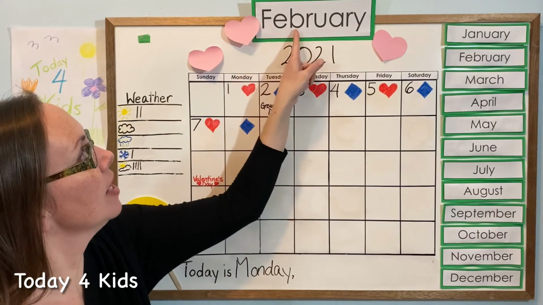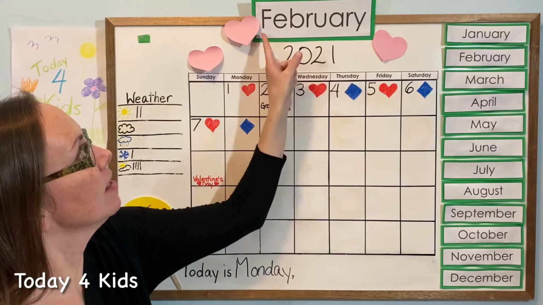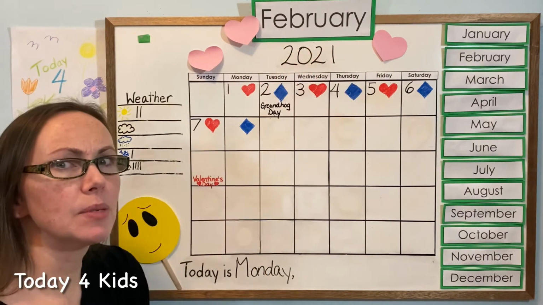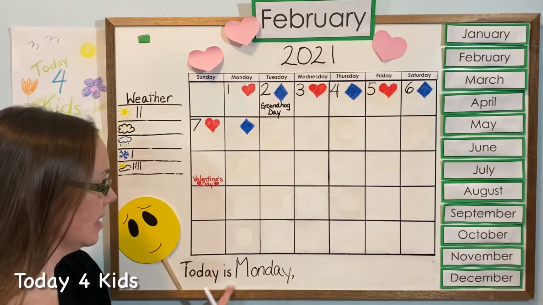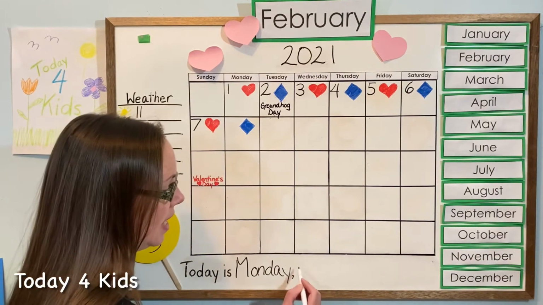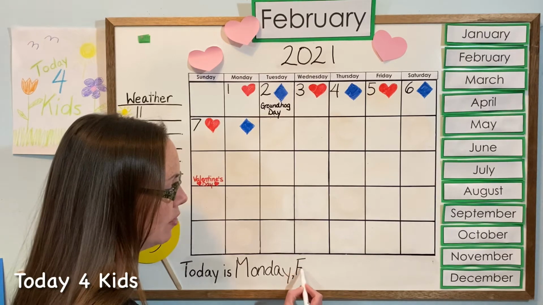F-E-B-R-U-A-R-Y. February. So let's put that into our sentence. Today is Monday, comma, and then a capital F because it's the name of our month.